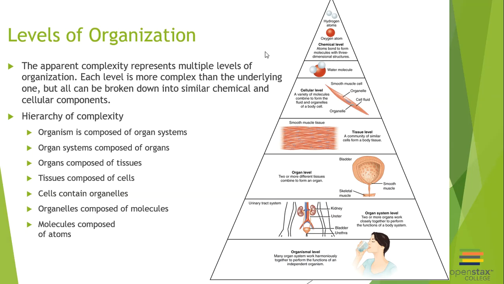You can see a hierarchy here in this little pyramid, but basically what I need you to know, as we go through it from most general to most specific, is that organisms are composed of organ systems, organ systems composed of organs, organs composed of tissues, tissues composed of cells, cells contain organelles, organelles are composed of molecules, and then molecules are composed of atoms, and that will be a test question.